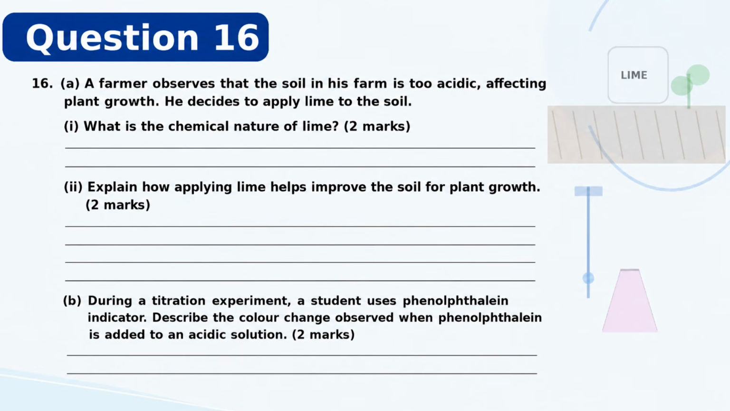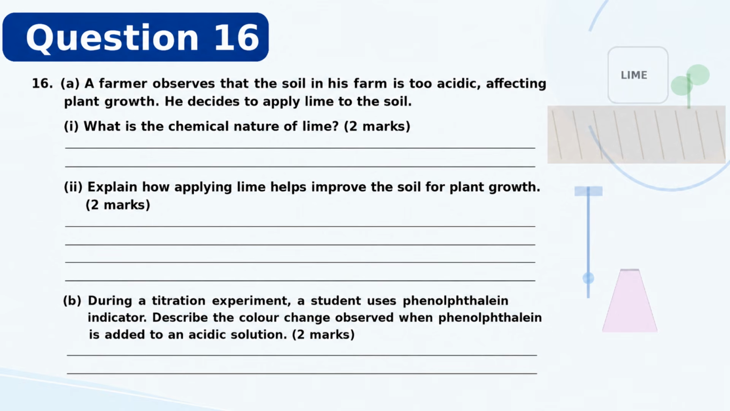Then let us go to section B. We are done with section A, which is the multiple choice questions part. Now we are going to section B, which requires you to give answers from your own mind. You are supposed to think of the answer and then write it down. We are going to continue with question 16, which has parts A and B, and we are going to start with question 16A.